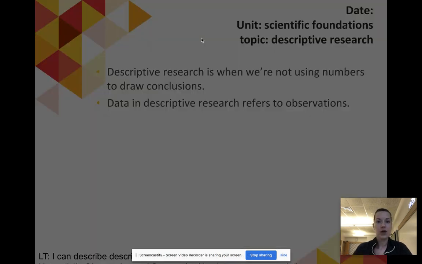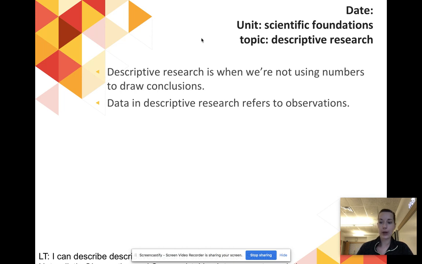All right, so go ahead and set up your notes. You can see I started leaving the date blank so that we can just kind of put these wherever. We're still in our scientific foundations unit, and today we're talking about descriptive research.